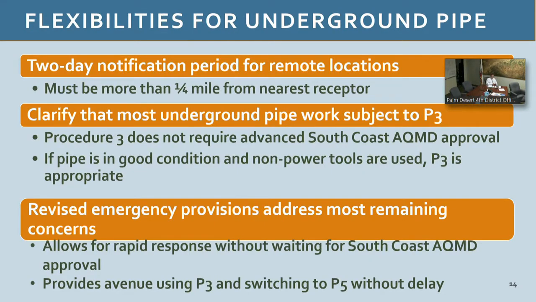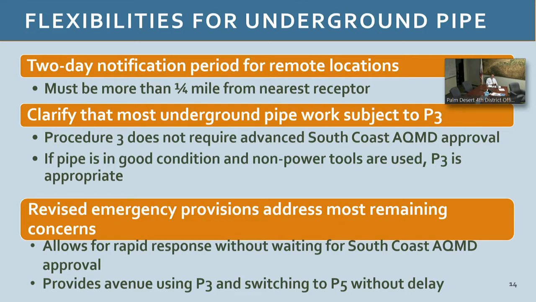So we have added some flexibility for underground pipe on work sites that are what we call remote locations, so they're more than a quarter mile from a nearest receptor. We're allowing for a 2-day notification in those circumstances. Now, given the density of our jurisdiction, there's probably not a lot of work sites where that's eligible, but we felt that if there's a case where it truly is a remote site, the risk of exposure is pretty minimal, and so having a shorter notification period may be appropriate.